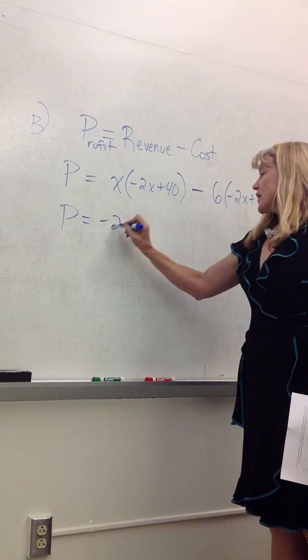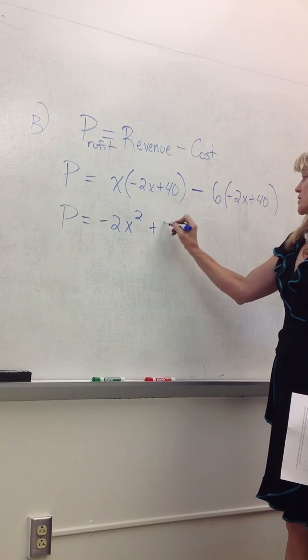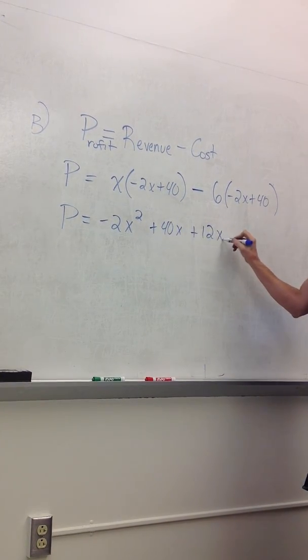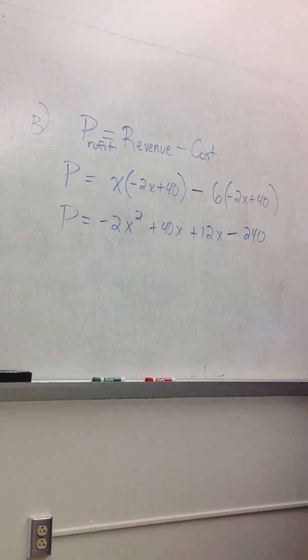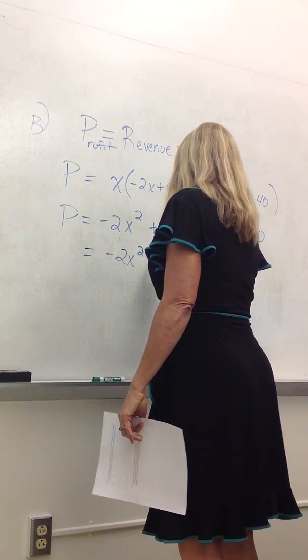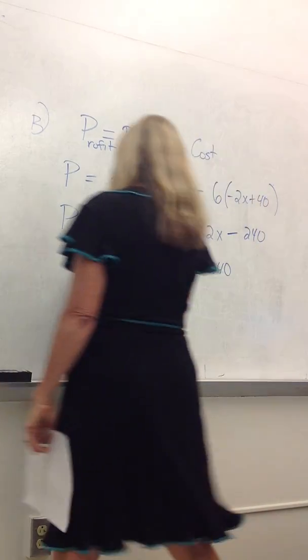All right, so anyway, we get negative 2x squared plus 40x plus 12x minus 240. Negative 2x squared plus 40x plus 12x minus 240. All right. So that gives us negative 2x squared plus 52x minus 240.